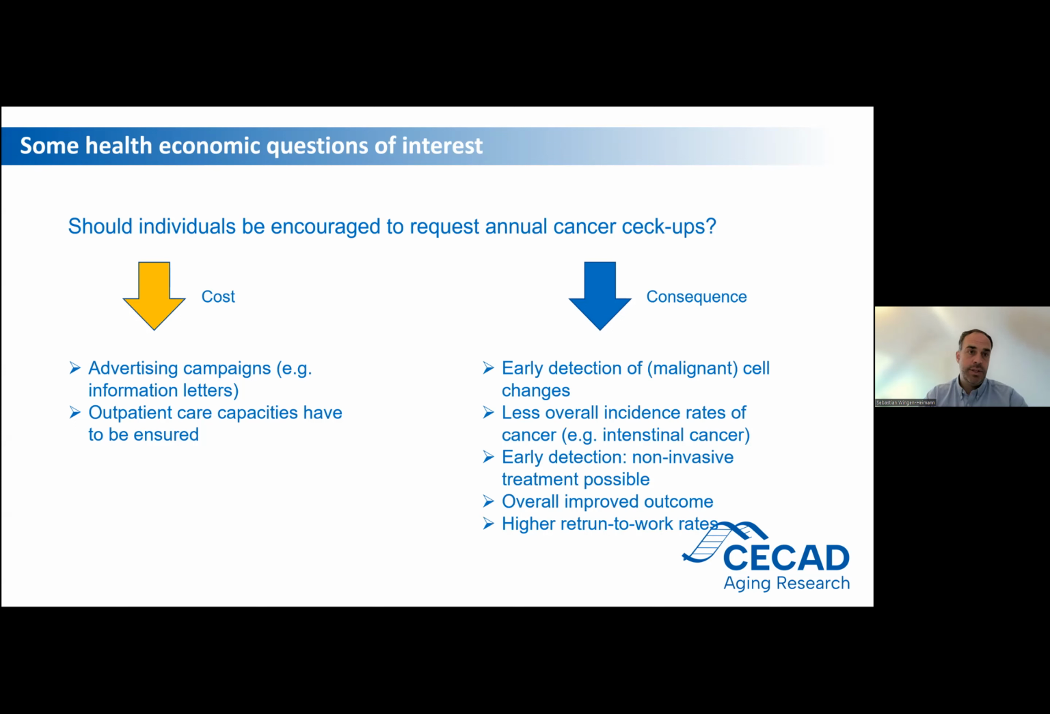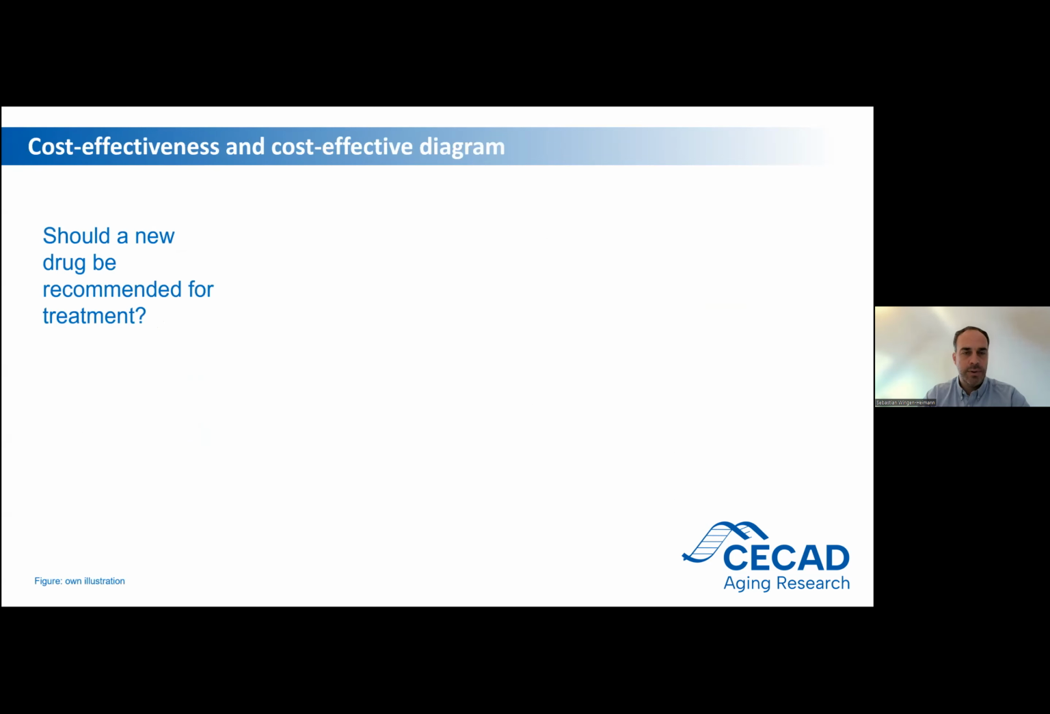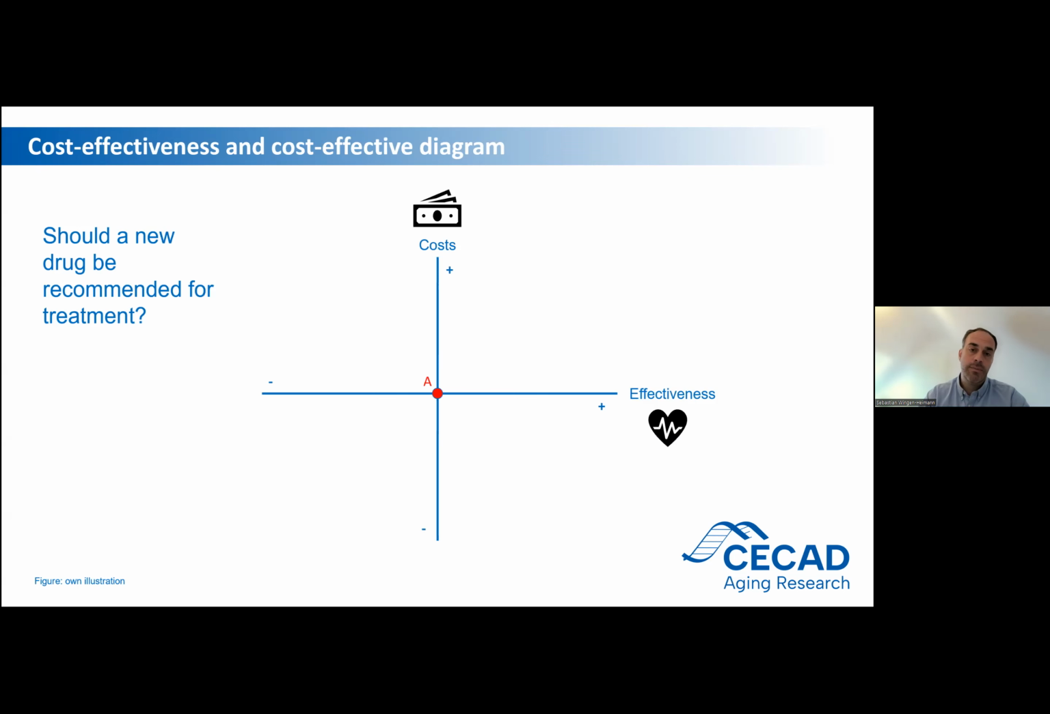The last question: should a new drug be recommended for treatment? This will be highlighted in a cost-effectiveness diagram, which is presented now. On the x-axis, you see the effectiveness, and on the y-axis, the costs. In the middle of this figure, we see drug A, which is, for example, the gold standard of treatment of a disease. And now we would like to compare drug A to drug B.